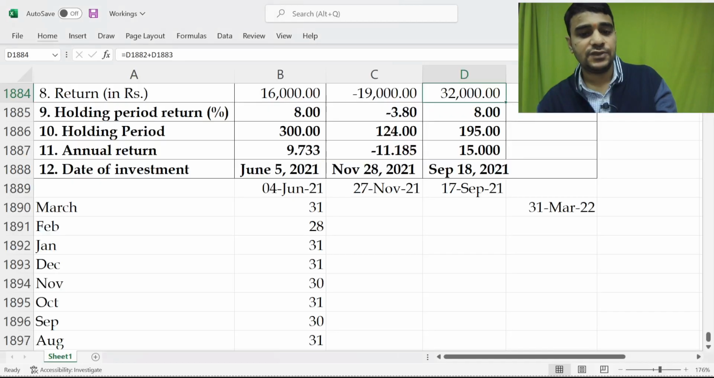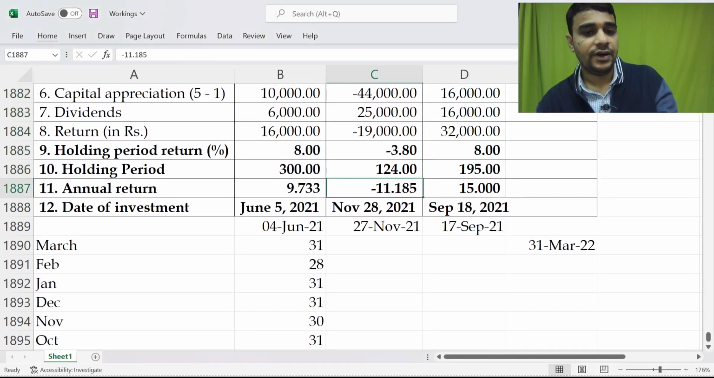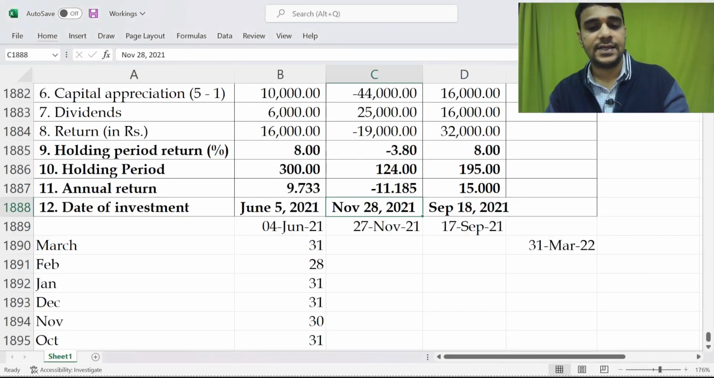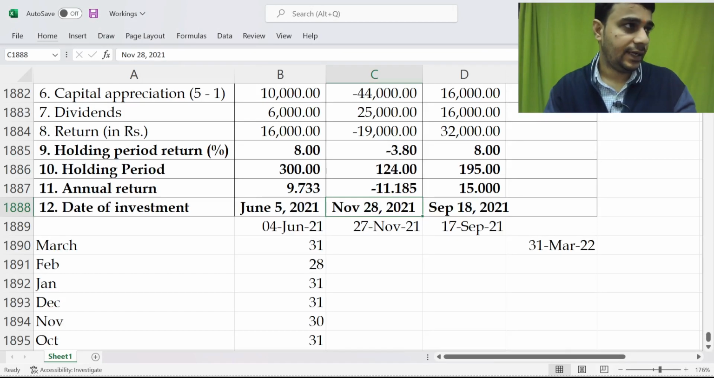So the answer says 4th June. We have written June 5. The answer says 27 November. We have written November 28. The answer says 18 September 17. We have taken 18 September. So let me see one more problem.